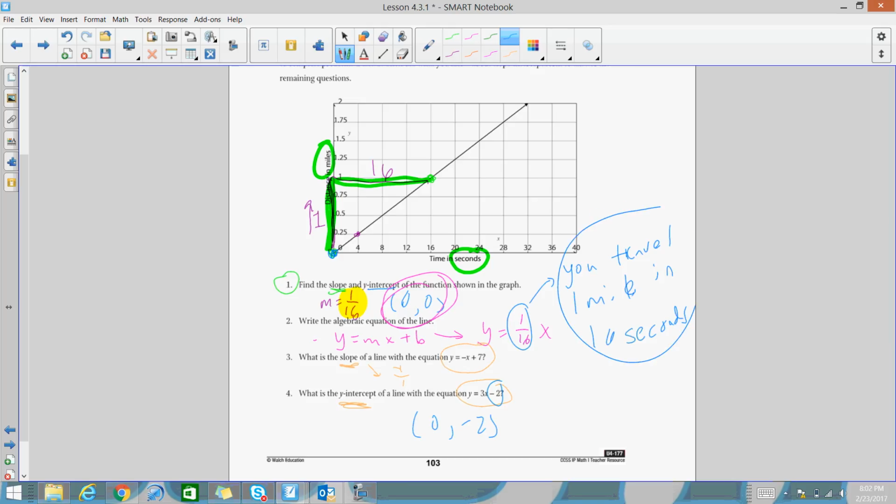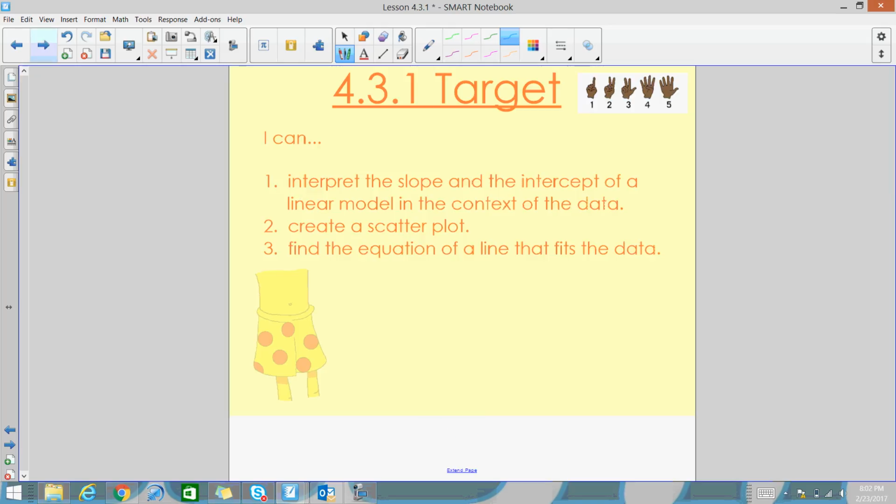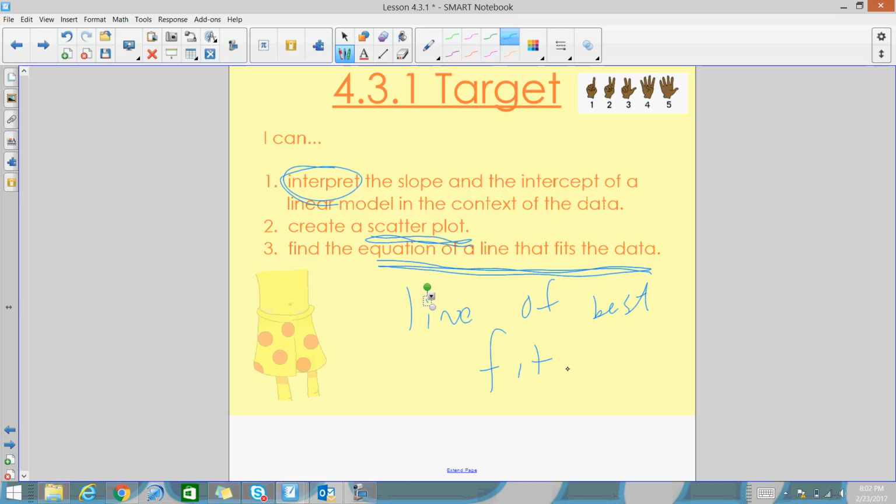But this part right here, putting words to the context of your line of best fit or a line, that's what we're going to add in today, which we've actually done in the past. So this is our target. We're going to interpret, that means give meaning to the slope and the y-intercept of a linear model in context of the data. We're also going to create some scatter plots. That's old. And then find the equation of the line that fits the data, that is your line of best fit. We know how to do all that because we've been working on that all week long.